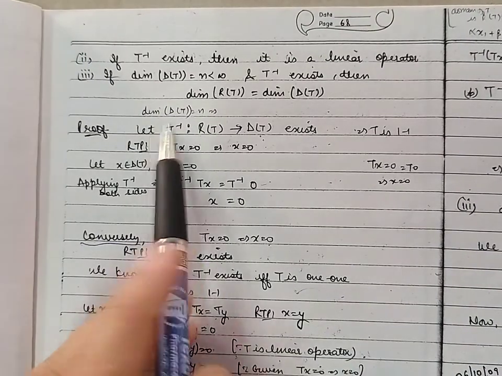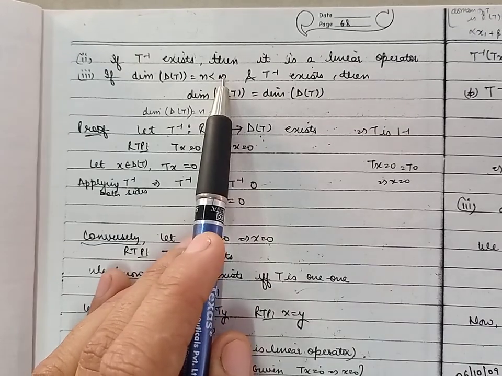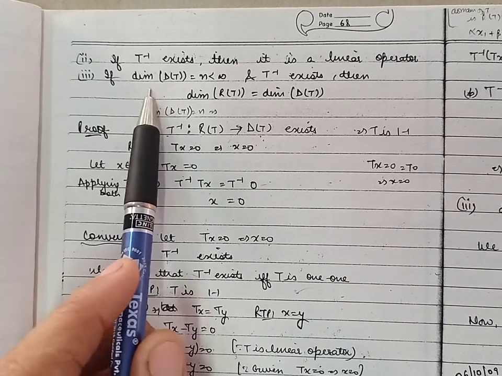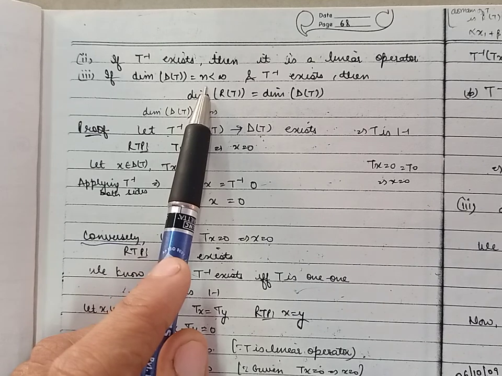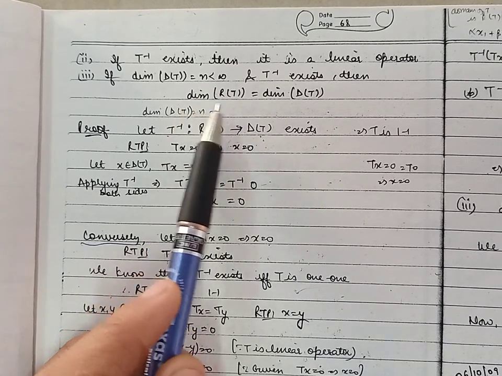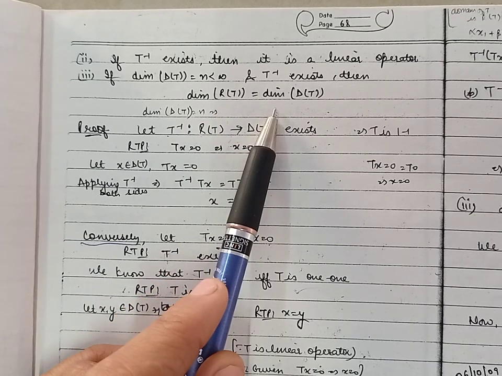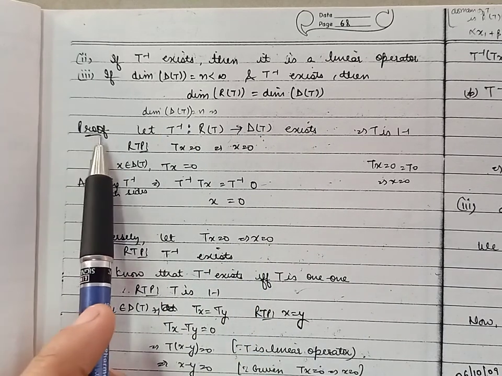In the second part, we will prove that if T inverse exists, then that is a linear operator. And in the third part, we prove that if the dimension of the domain of T is n, which is finite, and T inverse exists, then the dimension of the range of T is the same as the dimension of the domain of T. So first of all, we prove the first part.